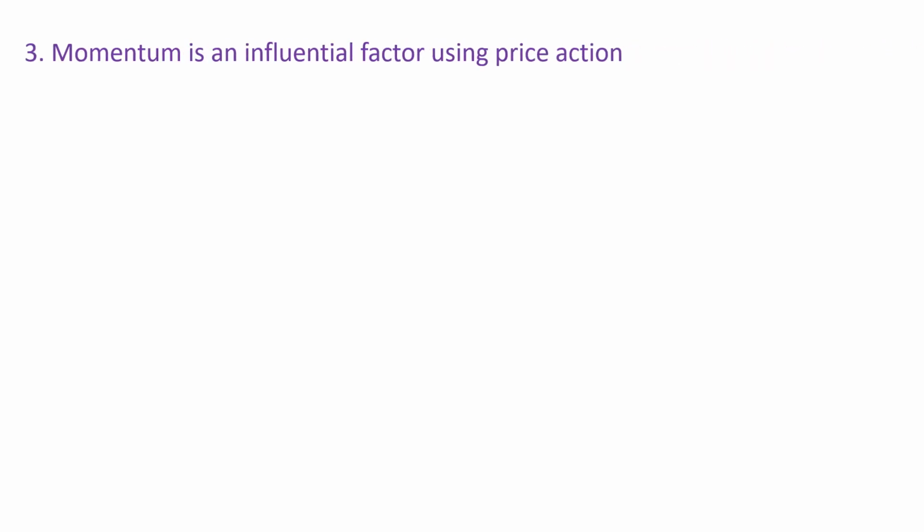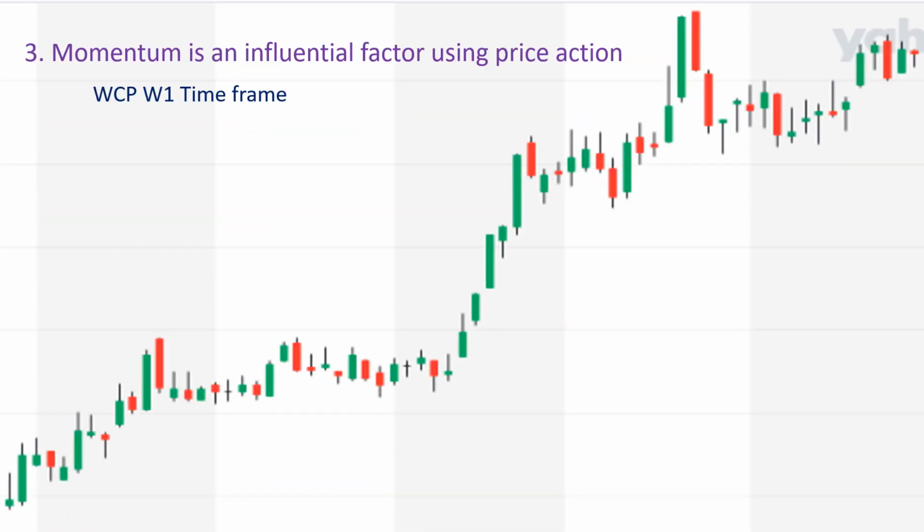The third approach is momentum, an influential factor using price action. Momentum in trading refers to the sustained increase or decrease in the price of an asset. In technical terms, it is the rate at which the price on a price chart moves. Momentum can also be measured by the angle of a particular move compared to the previous one.